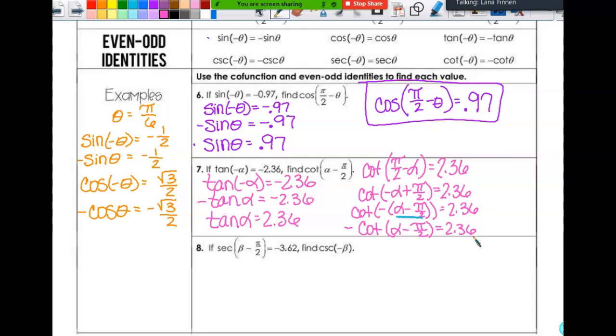Everybody follow everything? Okay, so I'm almost there, almost. This is in the right order as this now, it's just negative, so when I multiply through by a negative, this is going to give me the cotangent of alpha minus pi halves equals negative 2.36.